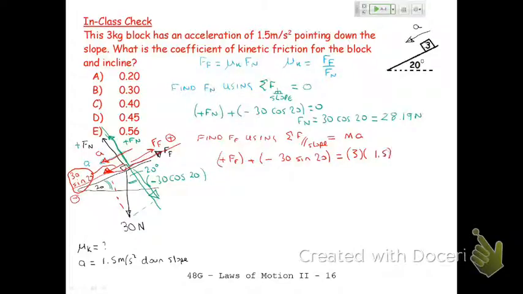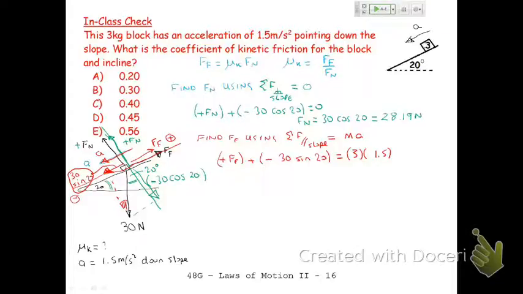I'm sorry, I can't see where the 30 sine 20 is coming from. Basically, that's 20 degrees. Yep. Oh, okay. So it's the opposite over the hypotenuse. I've got a mistake. Can you see what I made for my mistake?